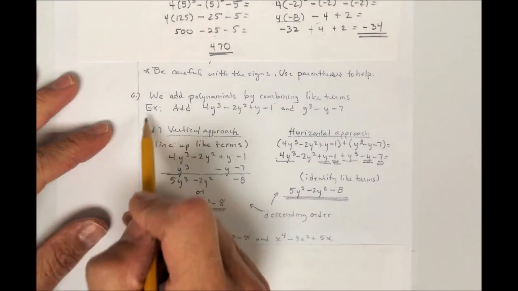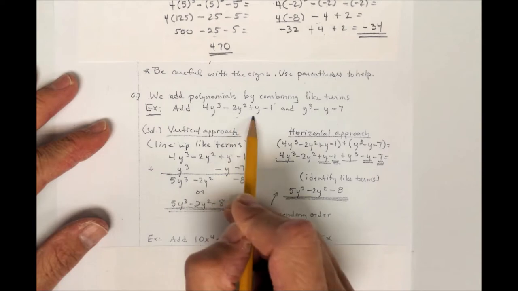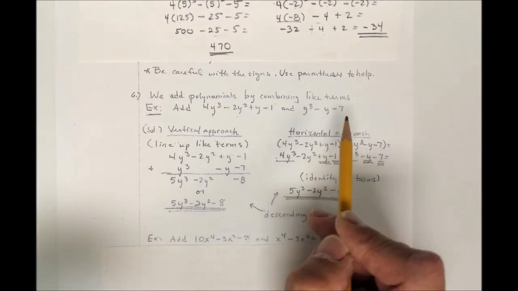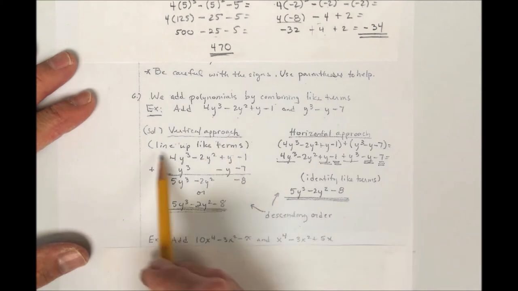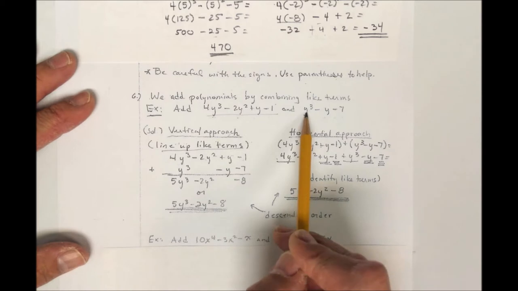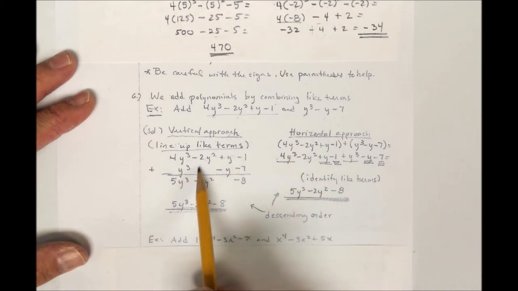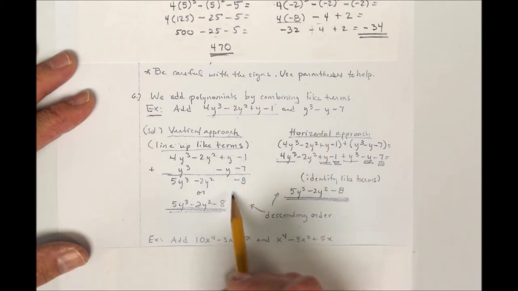In fact, here's the first example. I'm adding 4y to the third minus 2y to the second plus y minus 1 and y to the third minus y minus 7. I can combine those by first lining them up vertically, lining up my like terms vertically. So you see the first guy here? There he is. And notice what I do here. I'm going to put this underneath, but I'm going to line up my like terms. So that's the y to the third. It doesn't have a y squared. And then a minus y, and then a minus 7. And then I just combine straight down. Notice here, the plus y and the minus y cancel out.